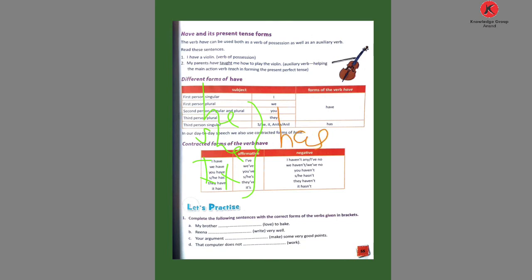And for the rest of the pronouns or nouns, I, we, you, they, we use have. This is how we use the be form and have form.